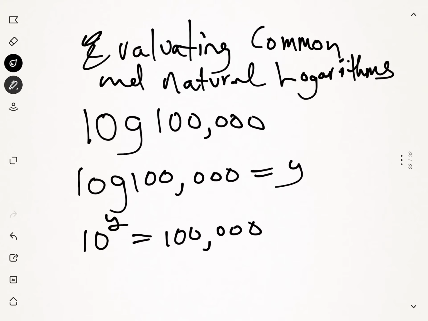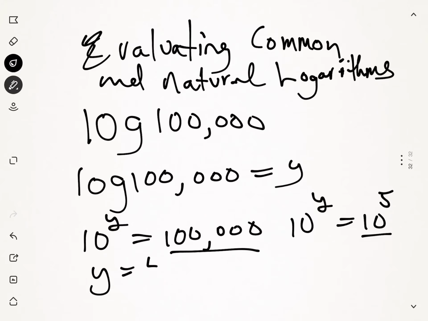Or equivalently, you could write 10 to the y equals 10 to the 5th, because 10 to the 5th equals this. So 10 to the 5th over here, then I know y is equal to 5.